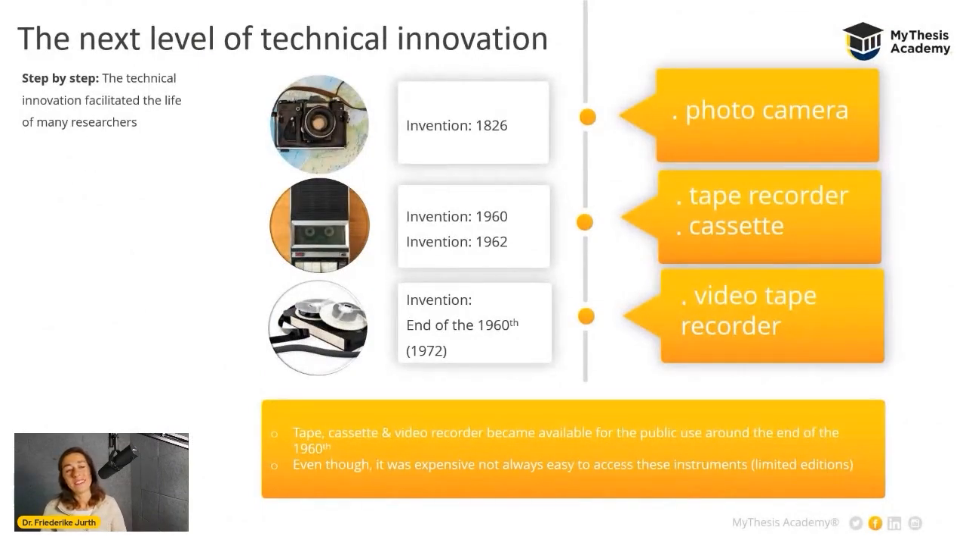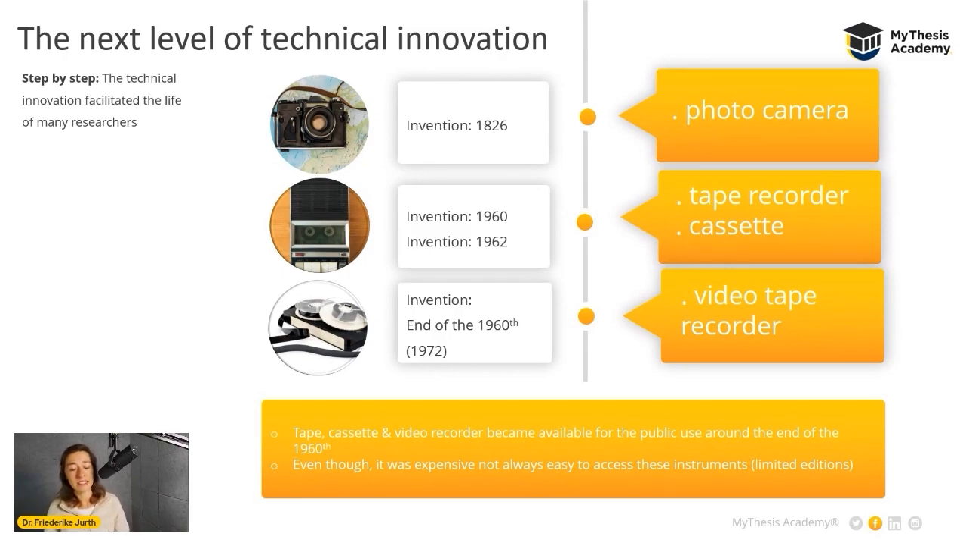Then we enter a new level and a next phase of technical innovation, which really facilitated the life of many researchers. So in 1826, the photo camera was invented, and this camera was also already handier than any apparatus that you could use and that you could take with you as a technical device before.